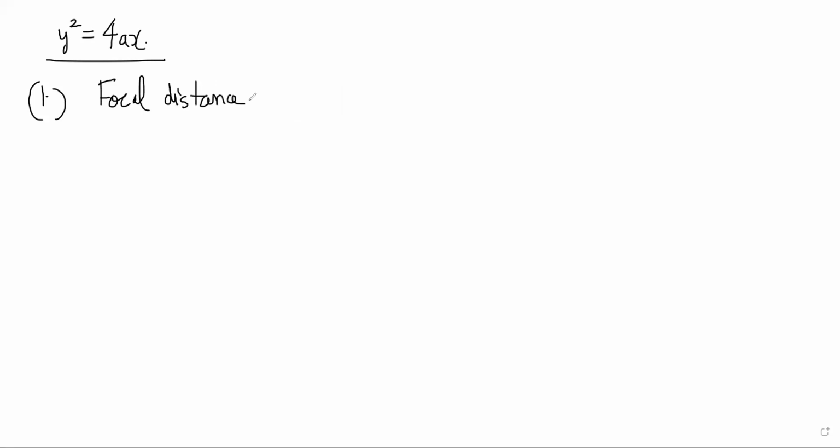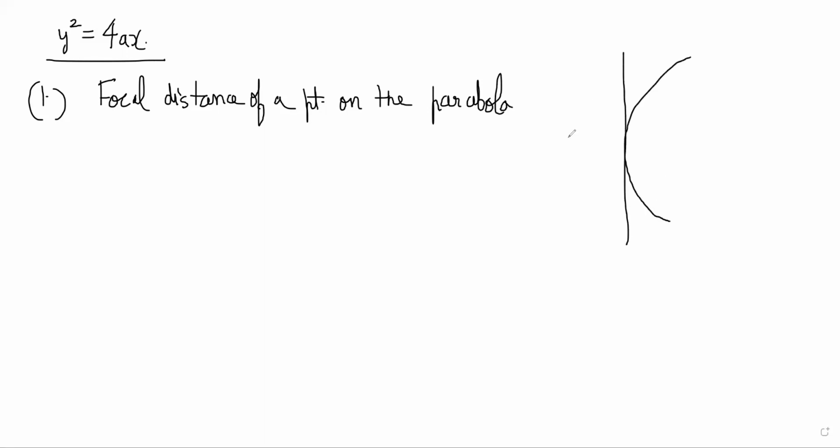Then some basic terms and definitions. We have already seen latus rectum and all. If the standard parabola is y square is equal to 4ax, what is the focal distance of a point on the parabola? Basically what we are asking is, if the parabola looks like this, and you take any random point on the parabola, what is the focal distance, or distance from the focus?